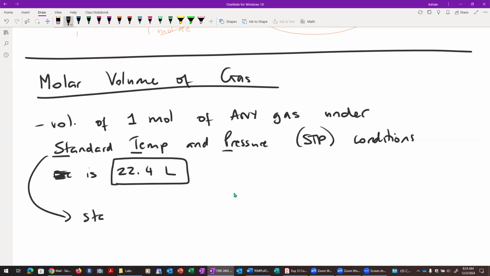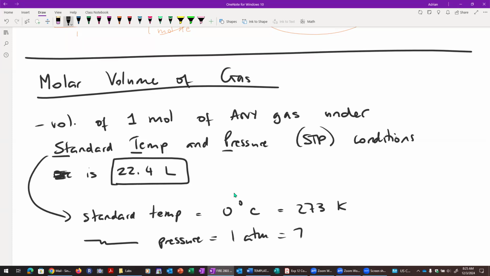Well, standard temperature is 0 degrees Celsius, which is the same as 273 Kelvin. And then standard pressure is 1 atmosphere, which is the same as 760 millimeters of mercury or 760 torr. And then there are other pressure units that it's equivalent to. But these are the conditions that we are referring to when we talk about STP conditions, right?